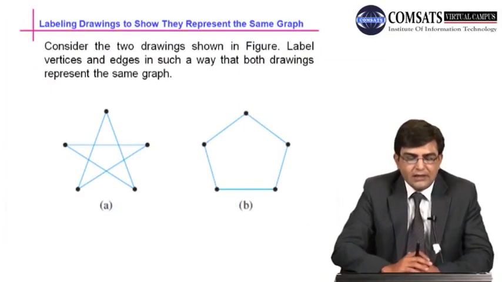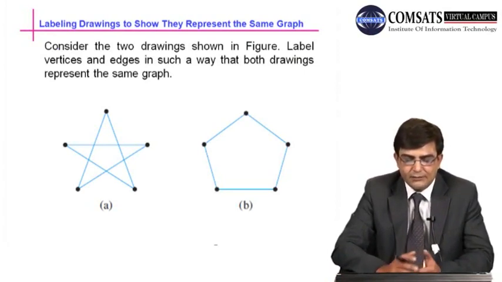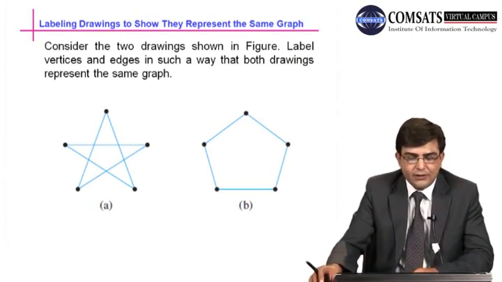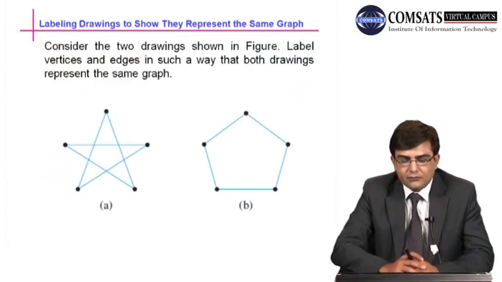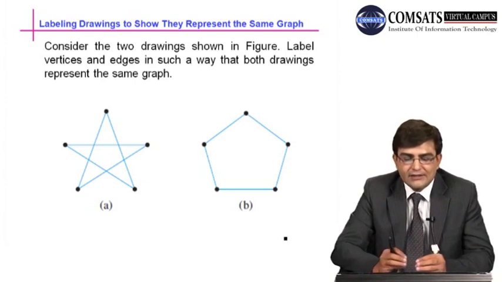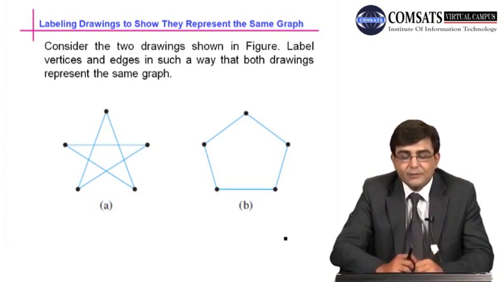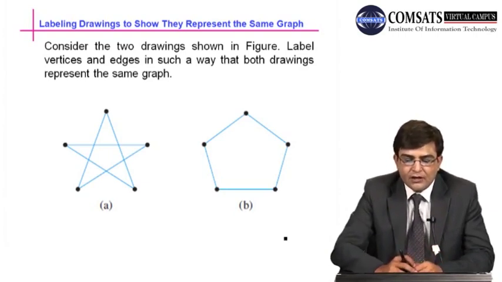Now, labeling drawings to show that they represent the same graph. Similarly, as we have discussed in the previous topic, using one piece of information we can plot different pictures or different graphs. Here we'll show that using two different diagrams, we label them in such a way that they represent the same graph. This is the same thing which we have discussed in the previous topic.